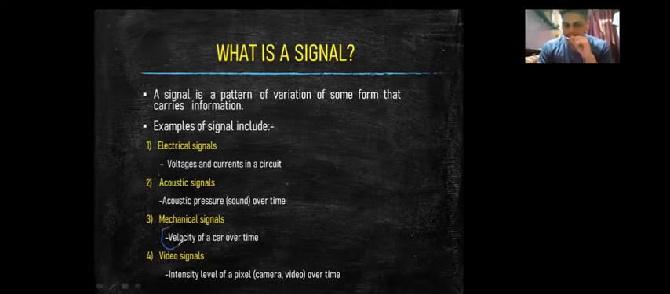Then video signals. I am talking to you with the help of this camera, which is nothing but a type of signal, the intensity level of a pixel. So you're seeing me so clearly because of this very thing. The intensity level of a pixel, camera, video over time also contributes to signals. Now, let's see the next slide.